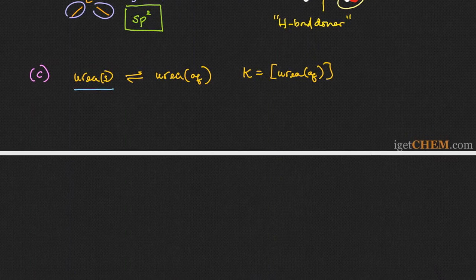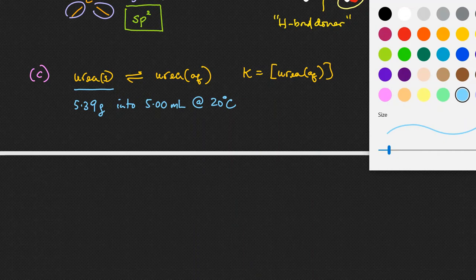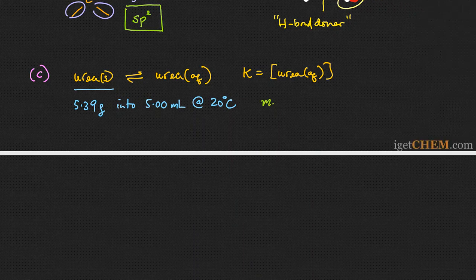So the problem tells you that you can dissolve a maximum of 5.39 grams of urea into a volume of water that is 5.00 milliliters, and the temperature is 20 degrees Celsius. You are given that the molecular weight of urea, sometimes that's also called the molar mass, is equal to 60.06, and that's gram per mole.